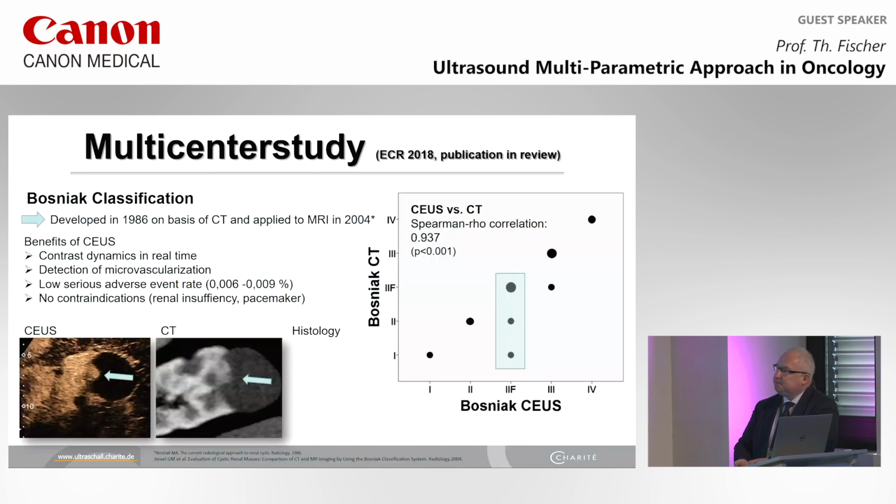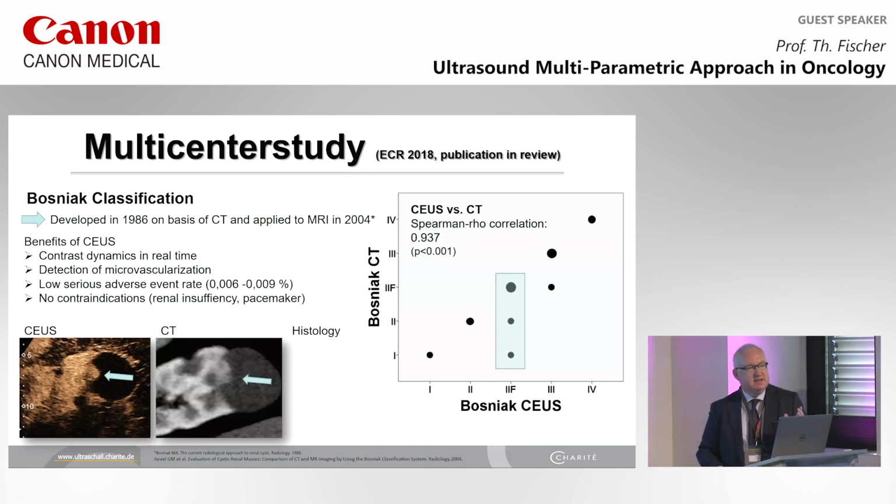How does it work? This is a multi-center study published at the ECR last year. And you can see here a perfect correlation between contrast-enhanced ultrasound and CT, which is the gold standard for this classification. You see a Spearman-Rourke correlation of 0.937. That means very high and good correlation. But look at this. That's very clear. That's our important category, 2F. There's the major problem. Do you know why we have this problem with this category?